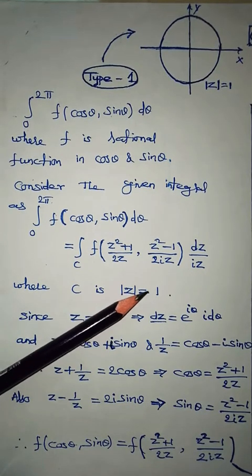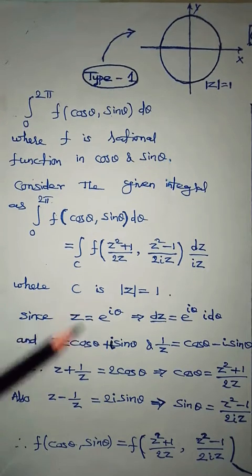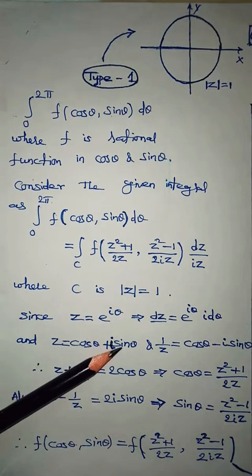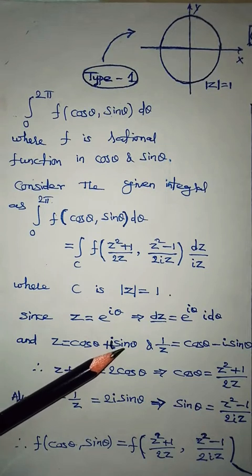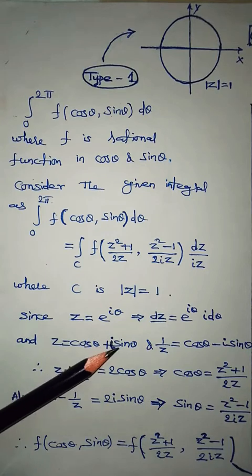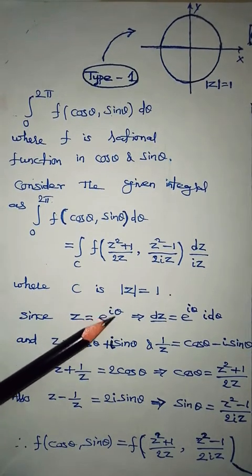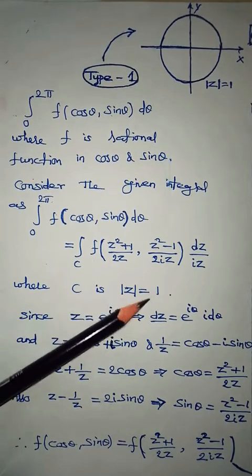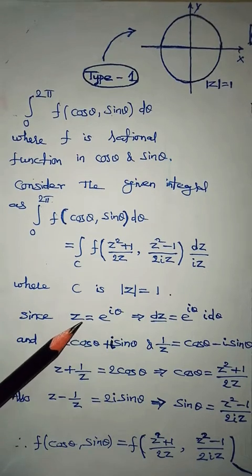Modulus of z equal to 1 means z equal to e power i theta. How? e power i theta is nothing but cos theta plus i sin theta. Taking modulus of this, we get root of cos square theta plus sin square theta, which is nothing but 1. Root of 1 is equal to 1. So that's why z equal to e power i theta. From this only you got this. This is the polar form of modulus of z equal to 1, which is e power i theta.